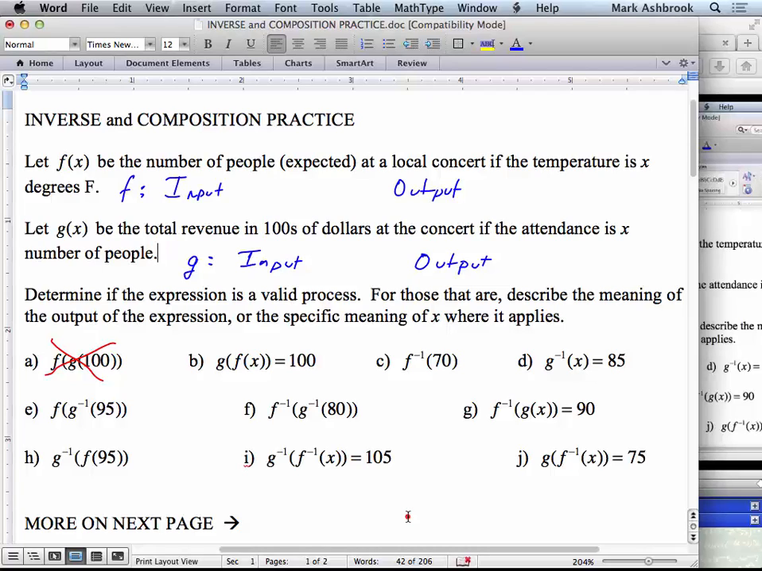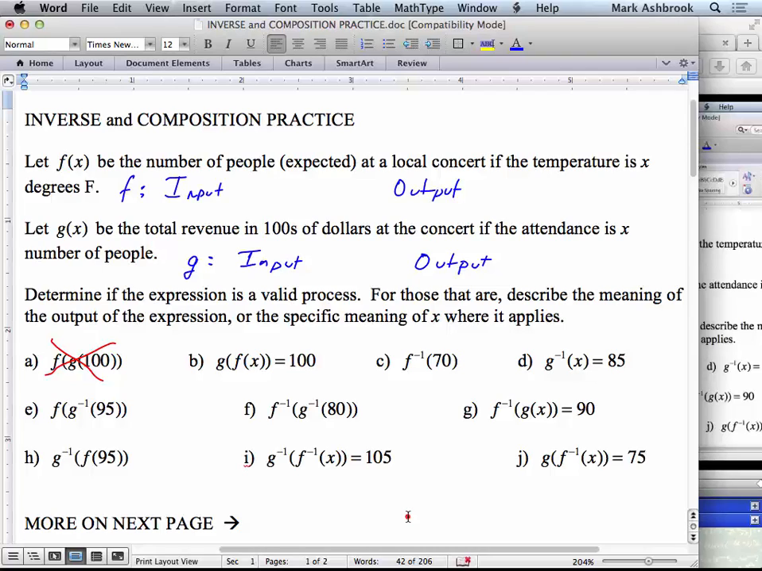So what is 70? 70 is 70 what? 70 degrees? Is that the output of F? Oh, sorry, so that would be 70 people, right? 70 people is the output of F. Because the temperature is X degrees. Okay, yeah, makes sense. So what would this whole thing mean then? 70 is the output of F. What's the output of F? Number of people.